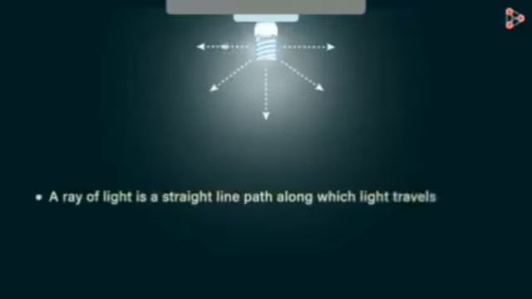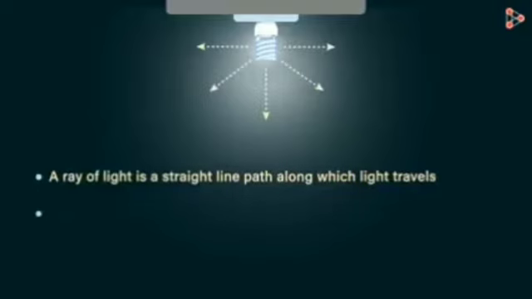Let us denote each direction with a straight line and an arrow on it. These arrows on a straight line point to the direction in which the light ray moves, traveling from the fluorescent bulb. These we call the rays of light. A ray of light is simply a straight line path along which the light travels.